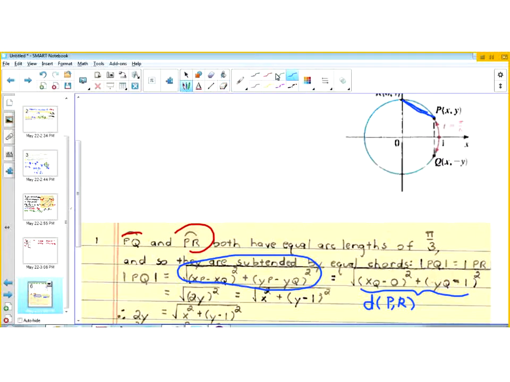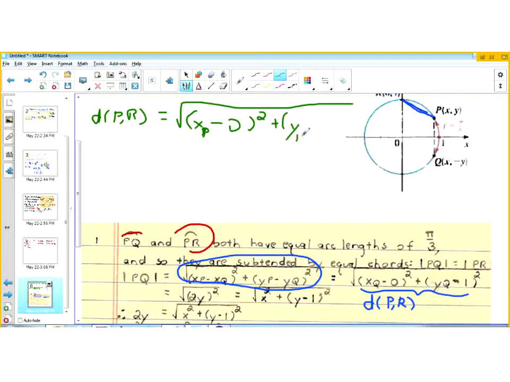The solution skips a number of steps, so let me fill in the details. The distance between P and R by the distance formula would equal the square root of XP, that's XP, minus, the abscissa of R is 0, squared, plus YP, and the ordinate of R is 1, squared. All right, so we have that.